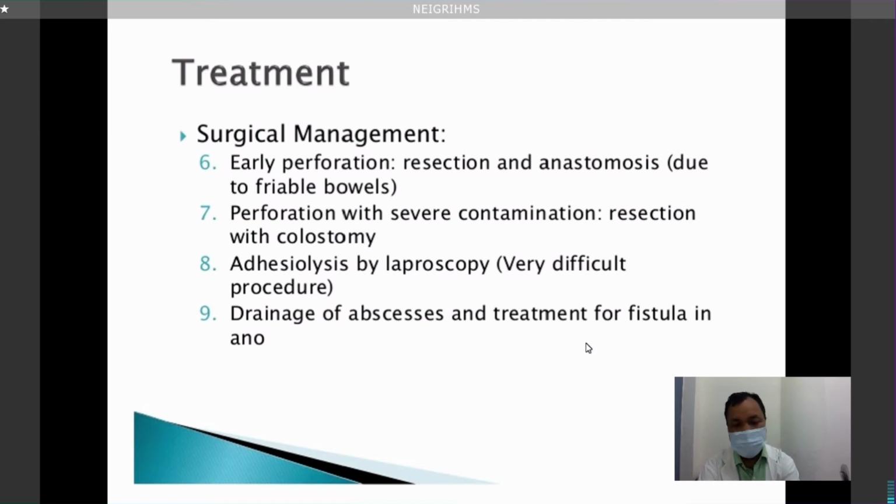Then you can go for adhesiolysis if you find that only adhesions are causing the obstruction, but it is usually difficult because the tissues will be very friable and there will be a lot of bleeding. And if there is some abscess, then you can drain the abscess, or if there is a fistula which is already formed, then maybe you can again do some stoma.